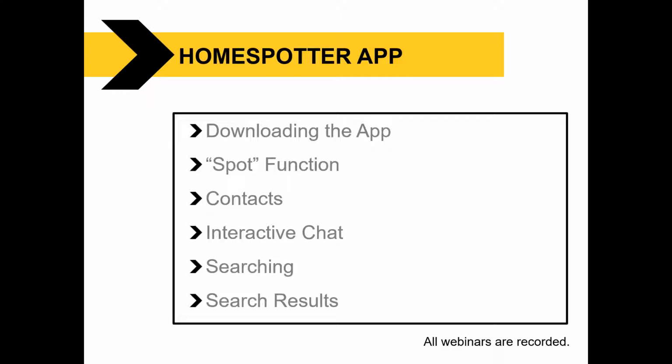We're going to talk about a spot function today, and that's just a function that will allow you to find properties around you. Your contacts, you'll have your contacts in here. We'll talk about the interactive chat, searching and how to save those searches, and your various different search results that you can get from your different searches. So let's go ahead and jump on in.